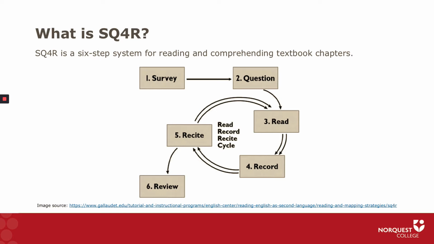Each of the letters represents something. So we have S, Q, and 4 different R's. S is survey. So to survey our chapter, what we want to learn is what is the chapter about, what is it we're expected to understand when we finish, and just give ourselves an introduction to the material.